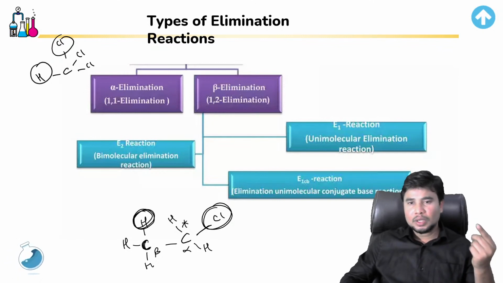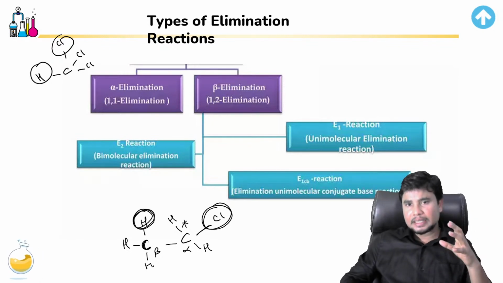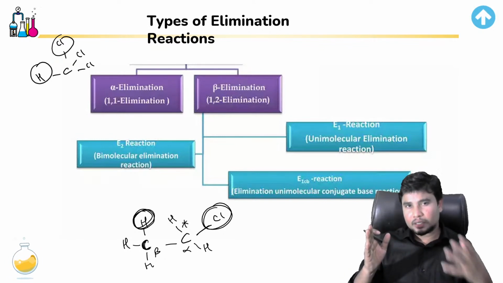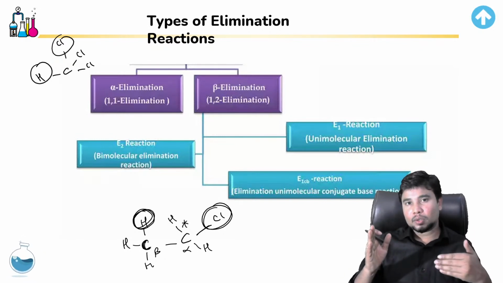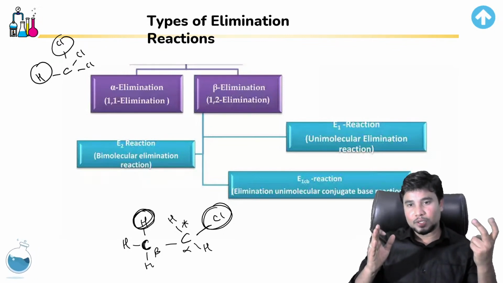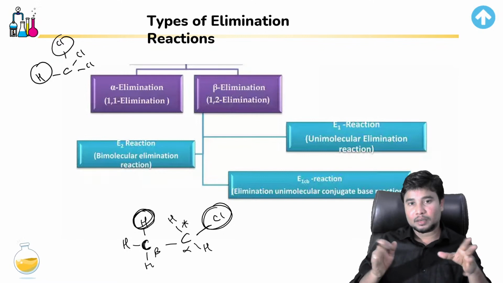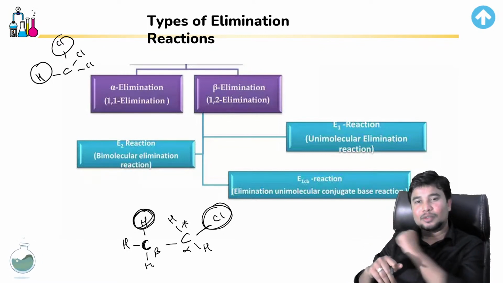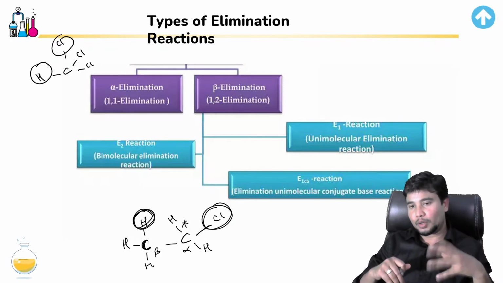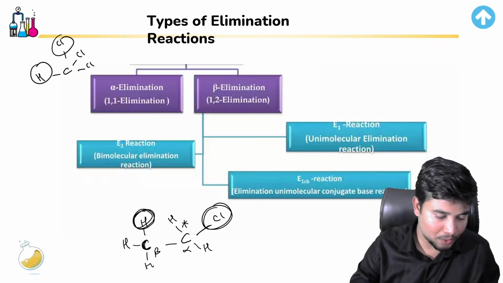Unimolecular refers to a reaction where just a single atom or molecule gets involved in the rate determining step, while a bimolecular reaction is the one where the reaction depends on more than one, actually two molecules, in the rate determining step. The third one is E1CB, where CB refers to conjugate base. We'll observe more about this property. Let us just go ahead and see them.